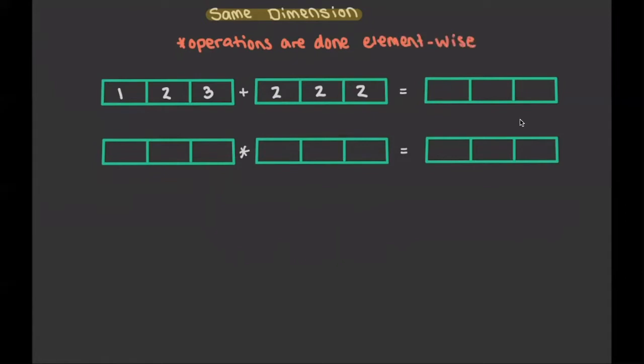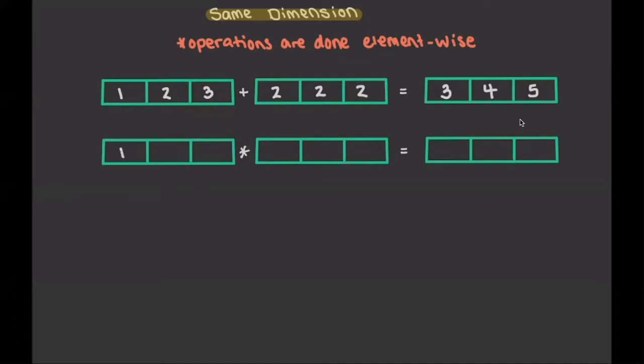So in this case, we have 1, 2, 3 plus 2, 2, 2. So what we do is we look at the first entry. We have 1 plus 2, that's going to be 3. Then we have 2 plus 2, that's going to be 4. Then we have 3 plus 2, that's going to be 5.